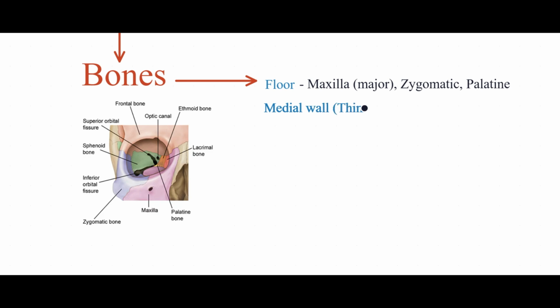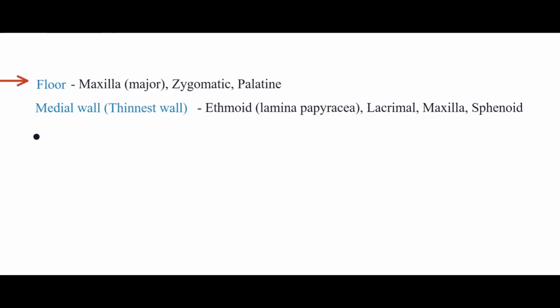Next, let us discuss the medial wall, which is the thinnest wall of the orbit. The medial wall is formed mainly by the ethmoid bone, specifically the lamina papyracea. It is also formed by the lacrimal bone, maxilla, and sphenoid bone. Because it is very thin, infections from the ethmoid sinus can easily spread into the orbit.